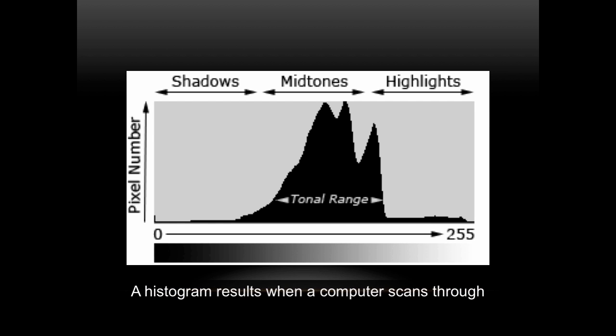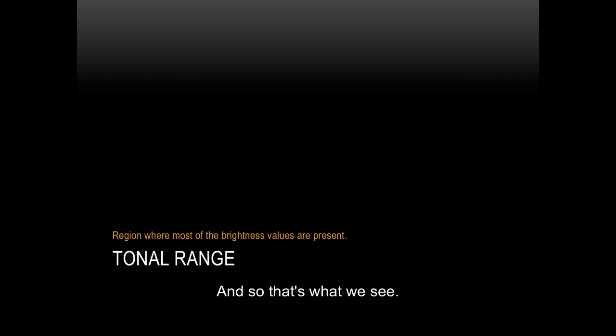A histogram results when the computer scans through that photo and all of those pixels, and it looks at the brightness values and counts how many there are at each level from 0 to 255. And so that's what we see. We'll use the term tonal range. This is the region where most of the brightness values are present, and it can really vary a lot from image to image.